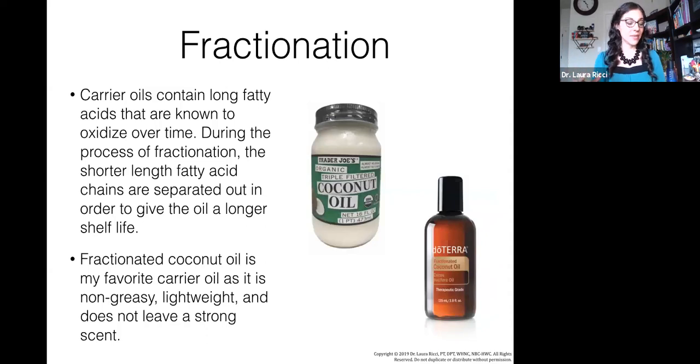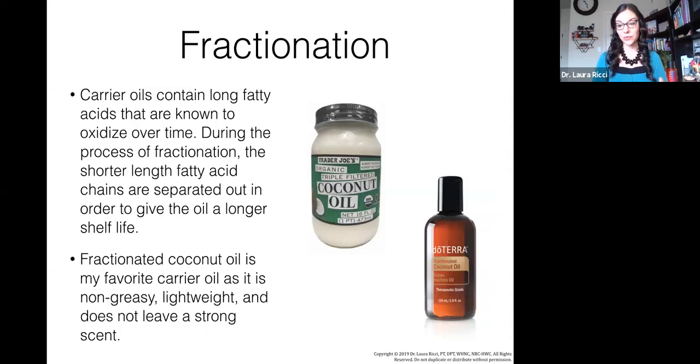And this allows it to be a liquid at room temperature. So when you see coconut oil that you purchase at the store and it's solid at room temperature, yes, you could technically use that and put it on, but the liquid is so much easier. And we can't make roller bottles with the solid coconut oil. So these are things to consider. But again, my favorite is the fractionated coconut oil.